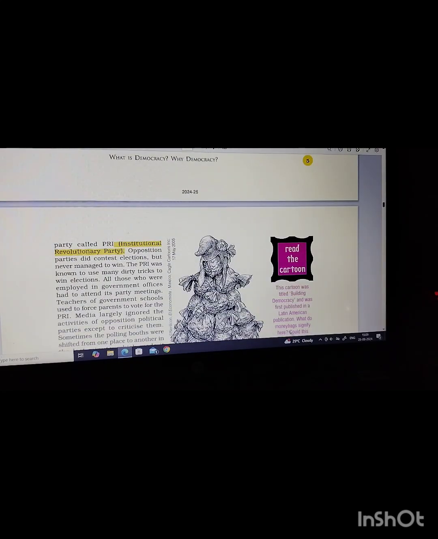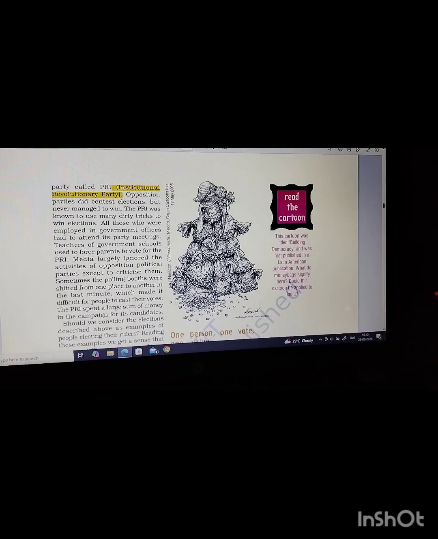But until 2000, every election was won by a single party, that is the Institutional Revolutionary Party. Opposition parties did contest in the elections, but they never managed to win, because the PRI was well known to use dirty and cheap tricks to win the elections. All those who were employed in the government offices were forced to engage in party meetings, and the teachers of the government schools generally forced the parents of the students to give votes to their party.